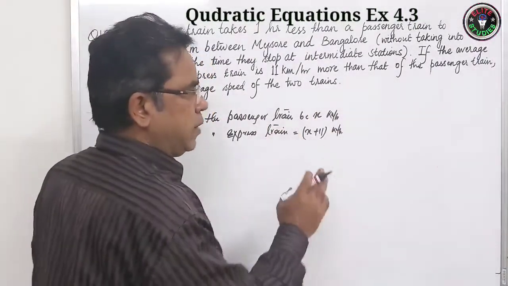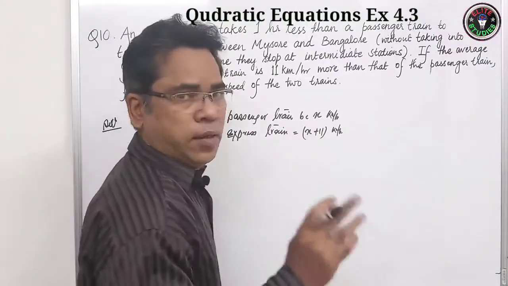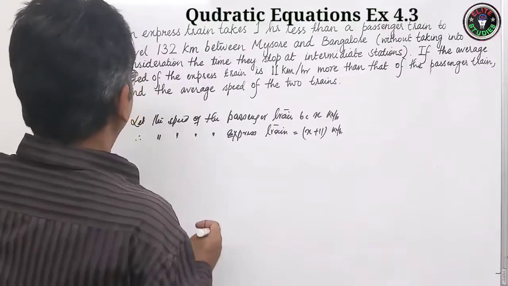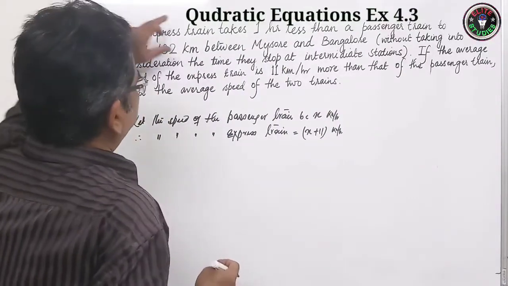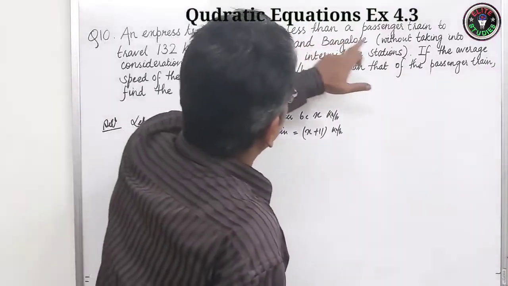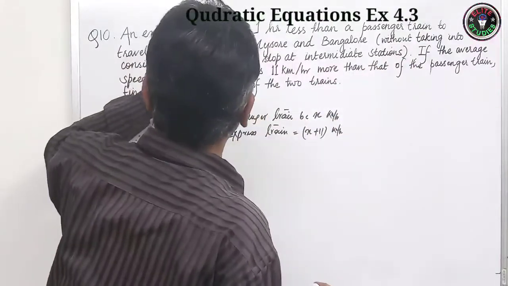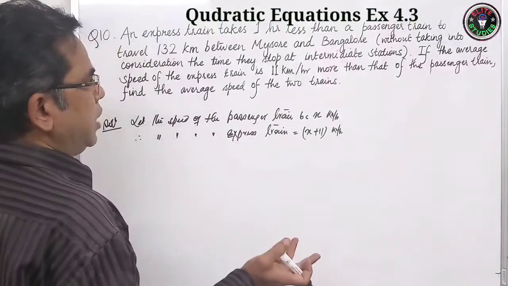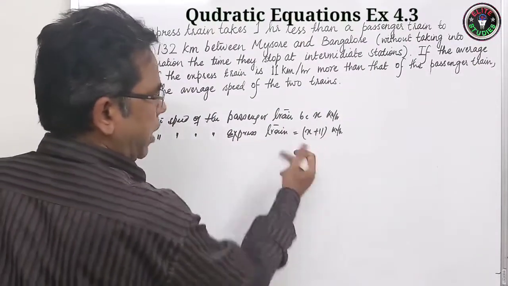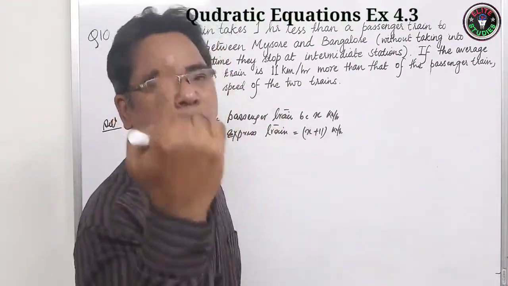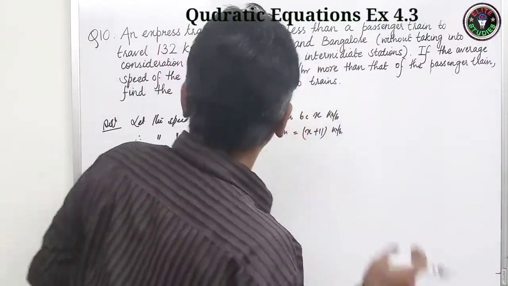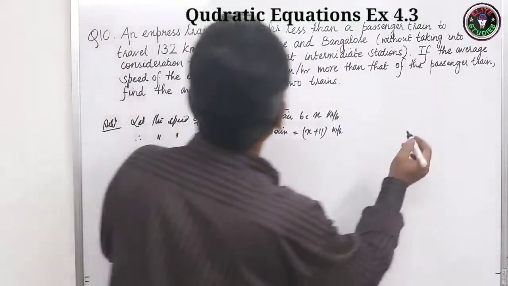The second step is to frame the equation from the given condition. What is the condition? An express train takes 1 hour less than a passenger train to travel 132 km between Mysore and Bangalore. That is the only condition, because we have one variable and we need only one equation. The express train takes 1 hour less. So let us think, what is the distance?